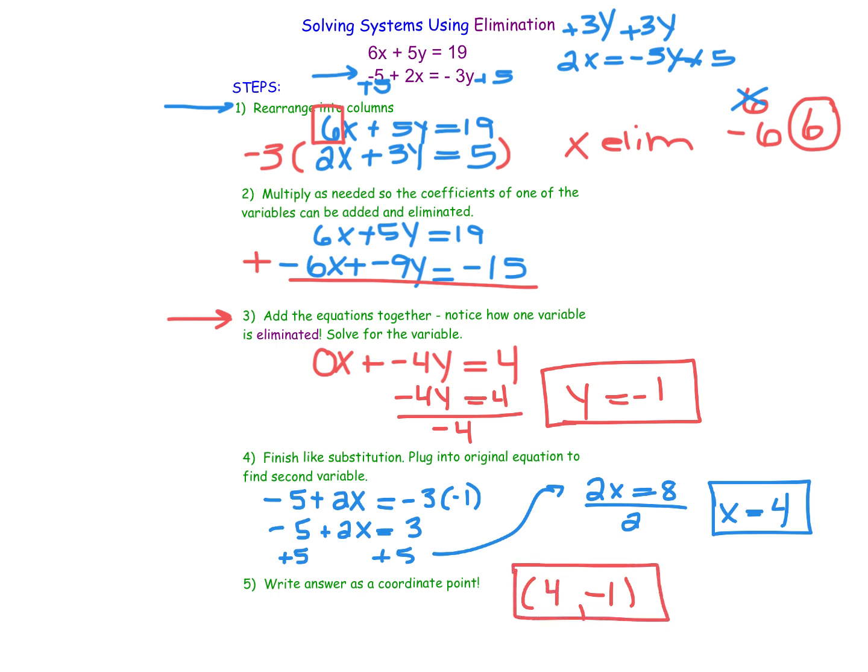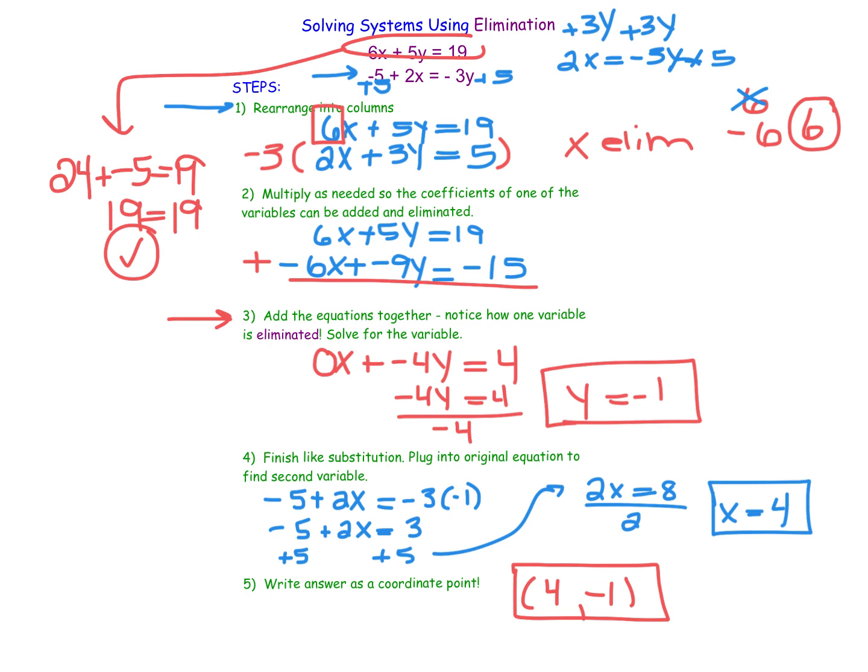And remember, if you wanted to double check, you could also plug this point into this equation. So if we do 6 times 4, that's 24, plus 5 times -1 is -5, and that does in fact equal 19. So we have in fact found the point that works in both equations.